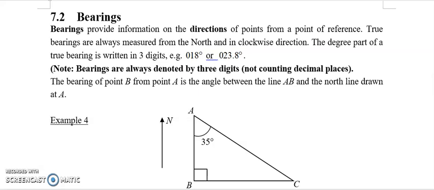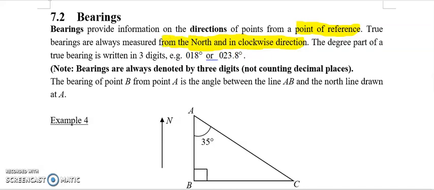Alright, next, in 7.2, we have bearings. Bearings are used to provide information about directions. In taking bearings, there's always a point of reference, and it is measured from the north in a clockwise direction. So, clockwise from the north.